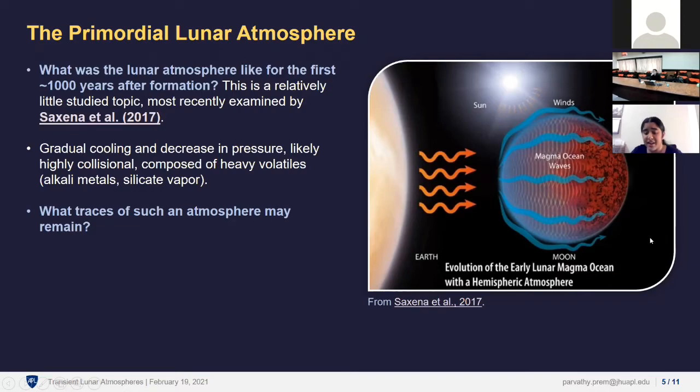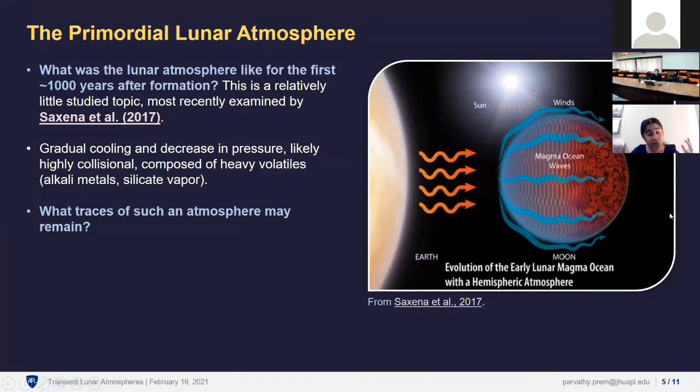Here is the early moon. So this is right at the beginning, very soon after moon formation, when the moon had this global magma ocean. And so the idea here is that at this time, the moon was so hot that it was outgassing volatiles, specifically heavy volatiles like the alkali metals, sodium, potassium, and silicate vapor. You had an SiO atmosphere being outgassed from this hot magma ocean.